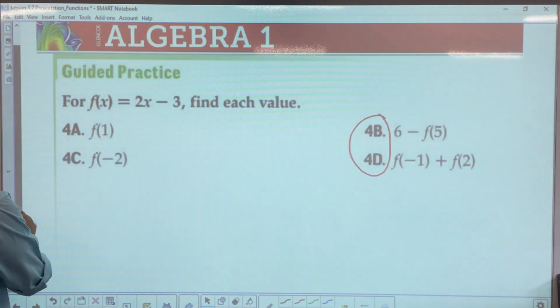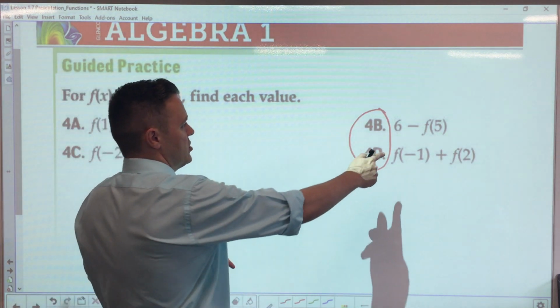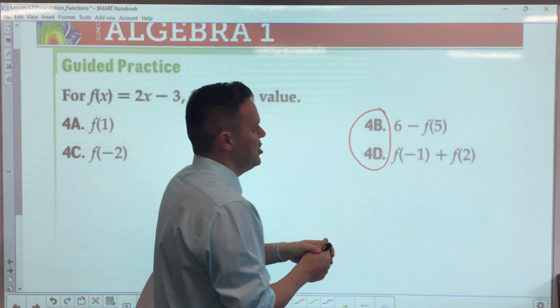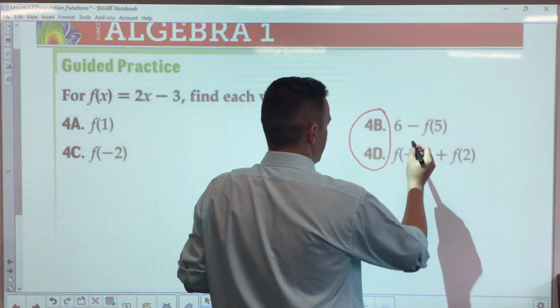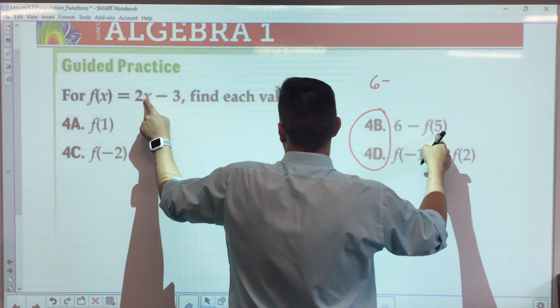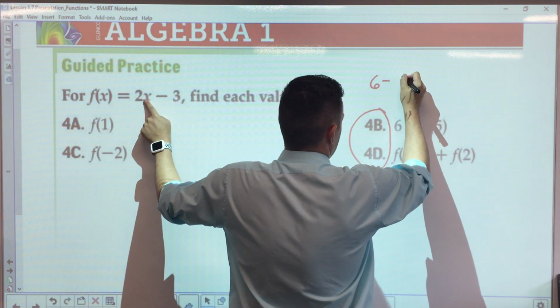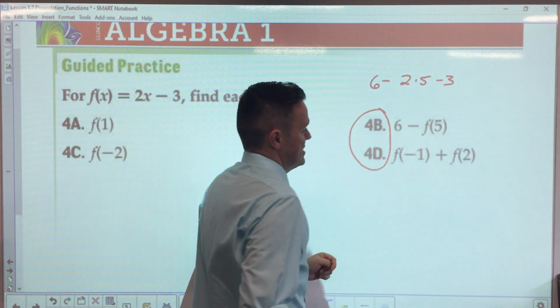All right, if you guys could do these 2, because these ones are relatively simple, you just plug the values in, you can get it done. But these are more difficult. So what you want to do is take the value of 5. So on this one here, it's going to be 6 minus, and then we're going to plug in 5 into this value. So it would be 2 times 5 minus 3. Okay, that's how you set it up.